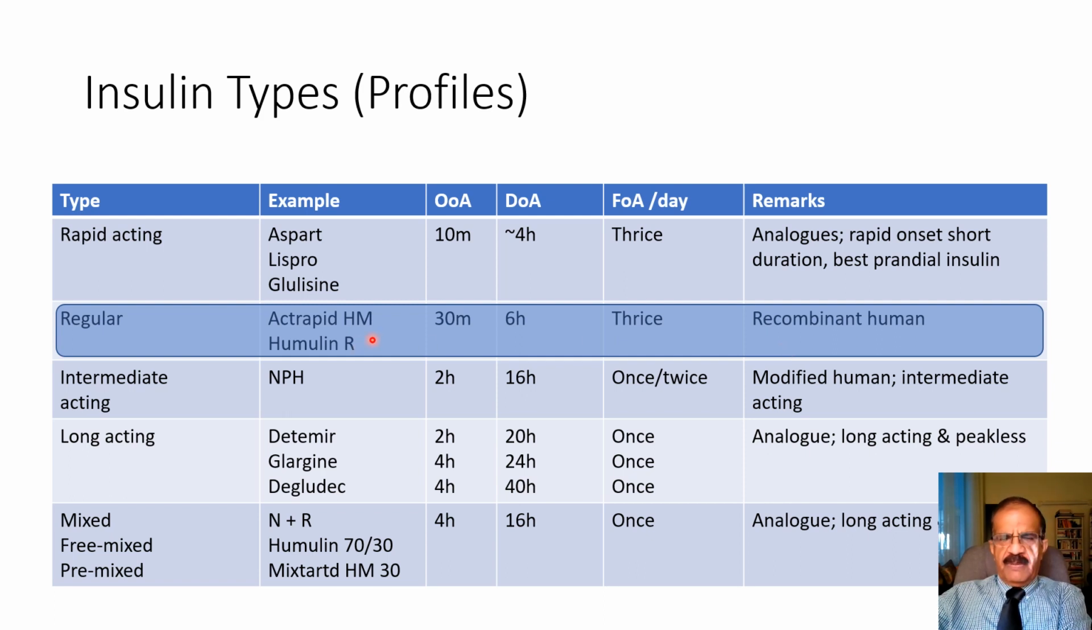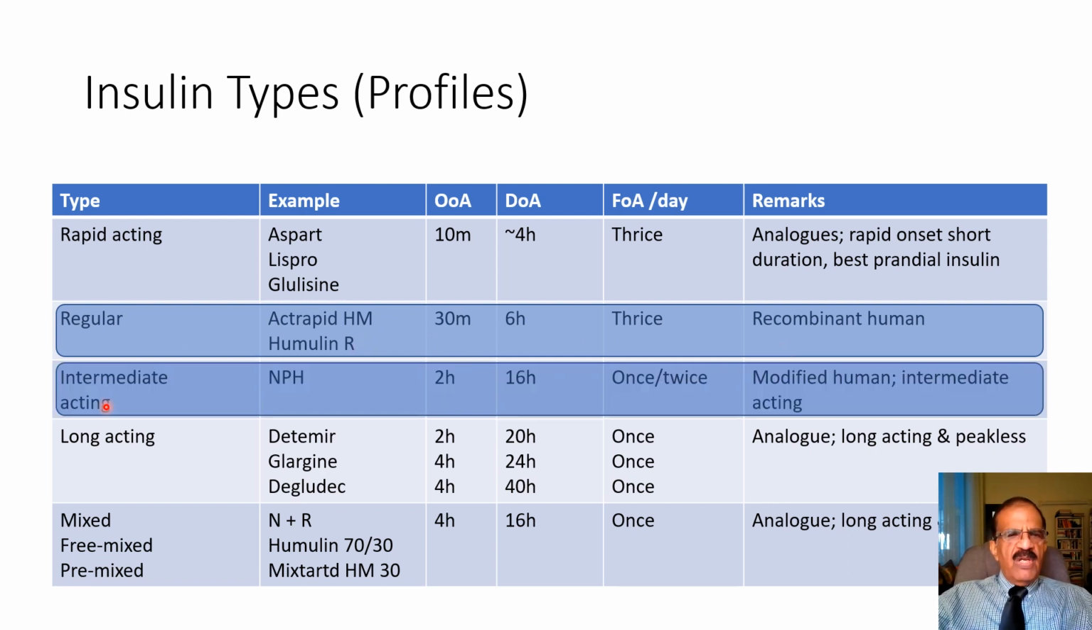These are two examples. Then we have intermediate acting, again derived from human insulin, NPH. The onset is in 2 hours, duration of action is 16 hours. Note down, this is not 24 hours. That is why it is intermediate acting. It has to be injected once or twice, although ideally it should be injected twice, but sometimes we inject once, and they are modified human and intermediate acting.